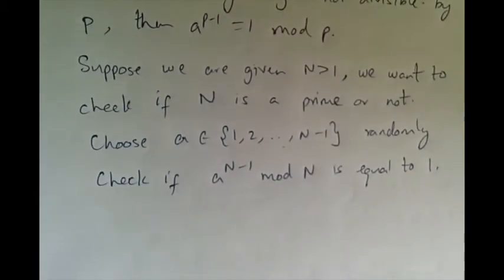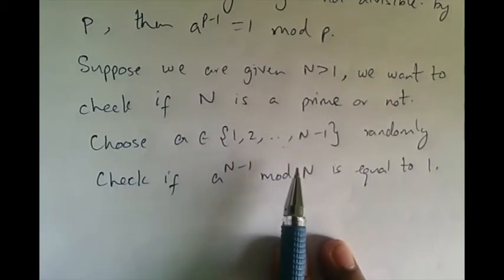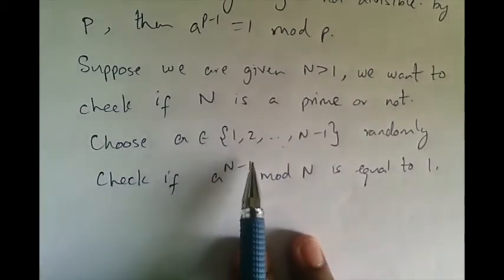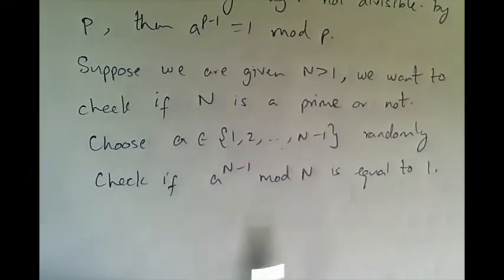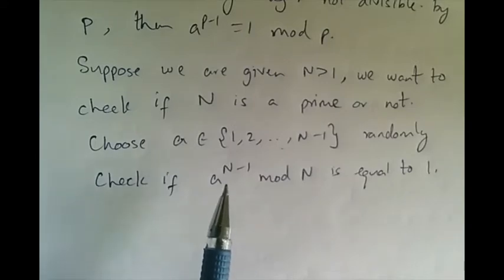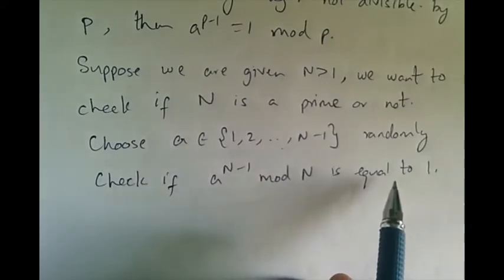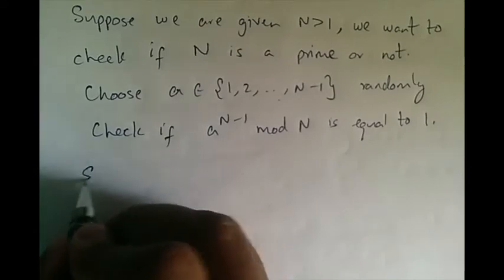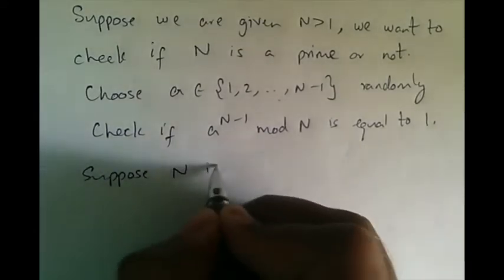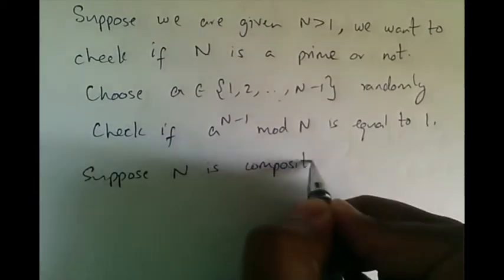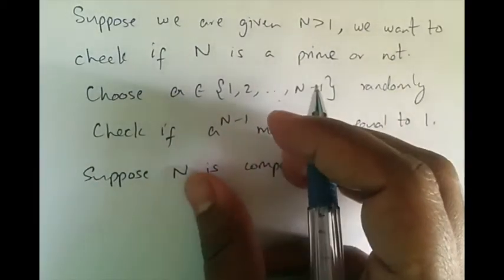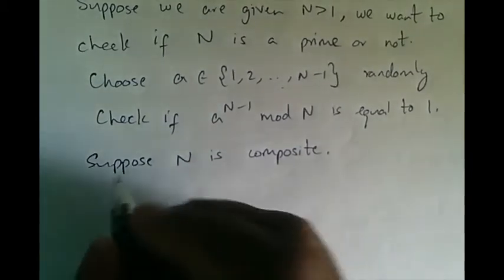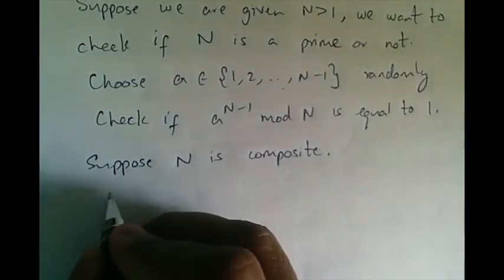Okay. So if n is a prime, this will always be equal to 1. But suppose n is not a prime, suppose n is composite, then for which values of a will we get 1, and for which values of a will we get something which is not equal to 1? So suppose n is composite. Let's consider two cases. Case 1 is that a is not in Zn star.